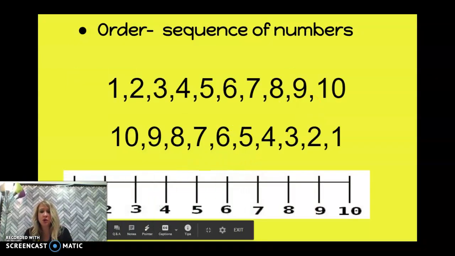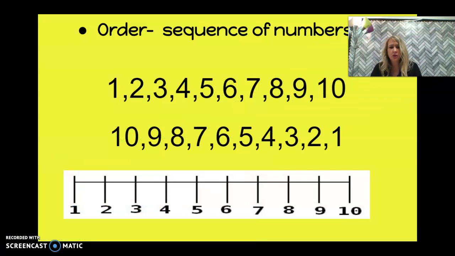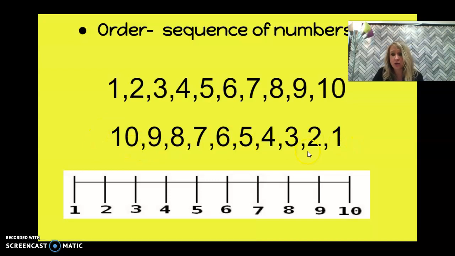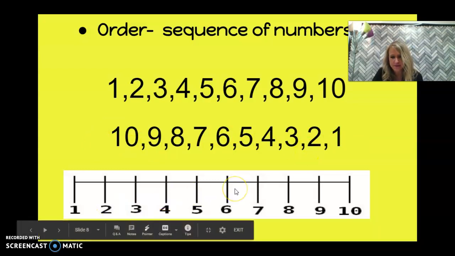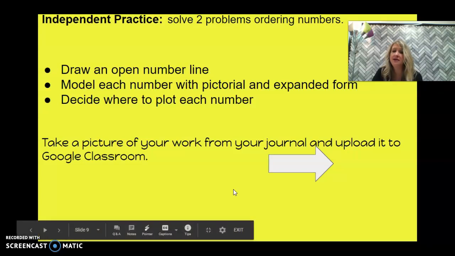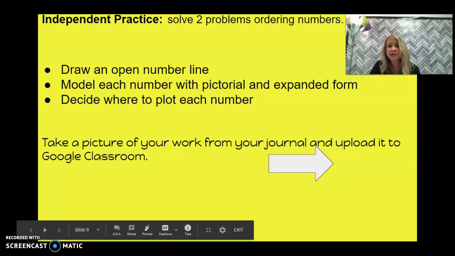And then we talked about the order. The order is the sequence of numbers. 1, 2, 3, 4, 5, 6, 7, 8, 9, 10 is the order of numbers. This would be the order of numbers going backwards. We're going to go forwards for now, but we are going to solve 2 problems ordering numbers that are greater than 99. So before we go to your assignment, I want to do some practice problems so you know exactly what to do today.